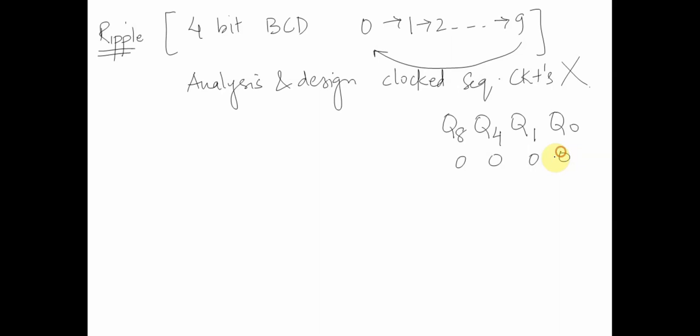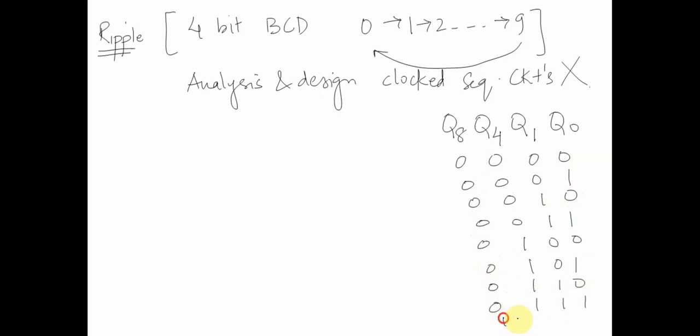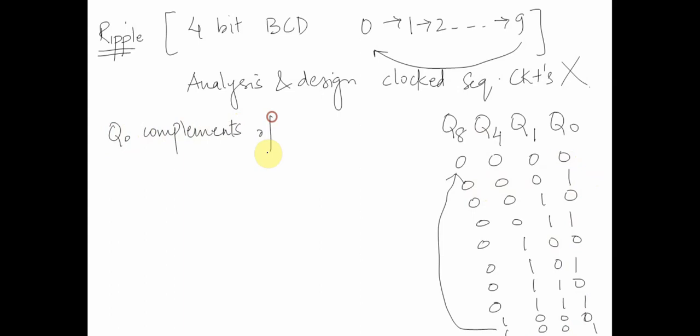What we have to do is go from a state 0000 to 0001. And then again it will go back to this particular state, right? This is what we want to achieve. Now basically if we analyze this circuit, what we can say is Q0 is complementing on every clock edge. So Q0 complements on every clock edge.